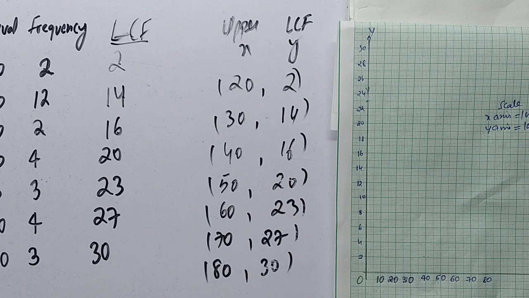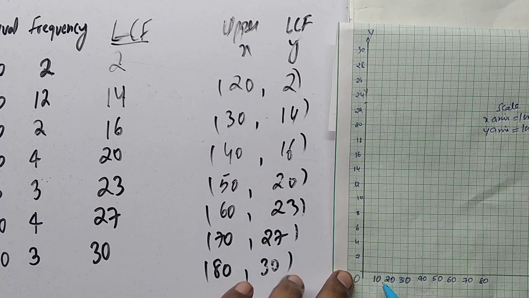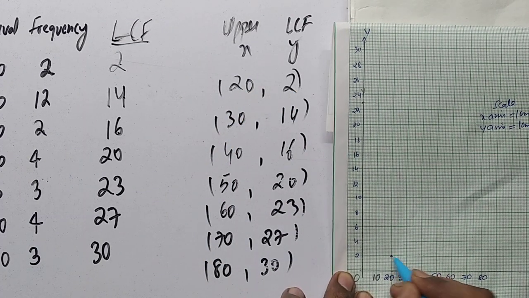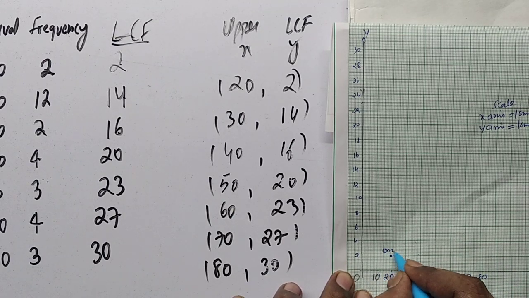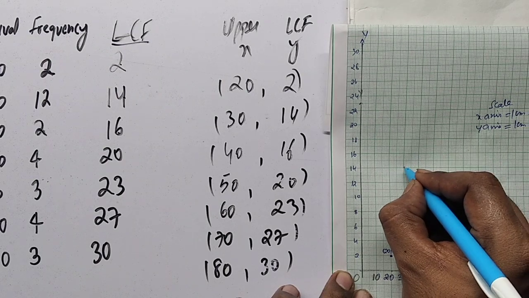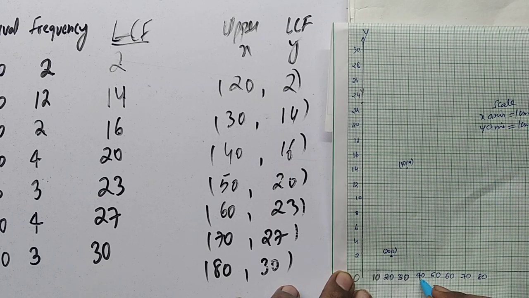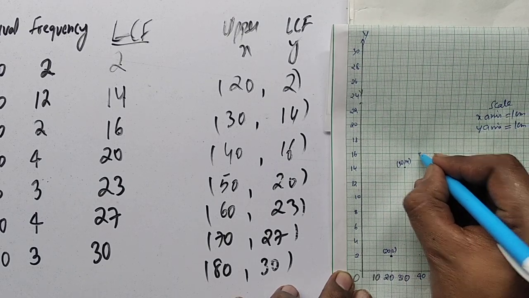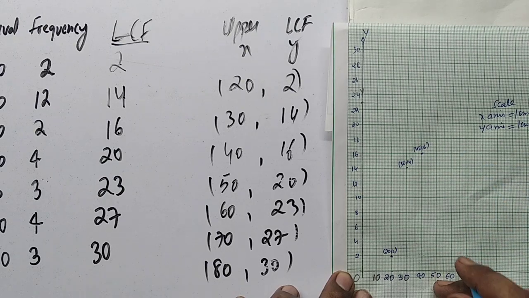So now we'll plot the points. Our first point is 20, 2. So this is 20 and this is 2. Second point is 30, 14, and you can also write the point here. Next point is 40, 16. Next 50, 20.